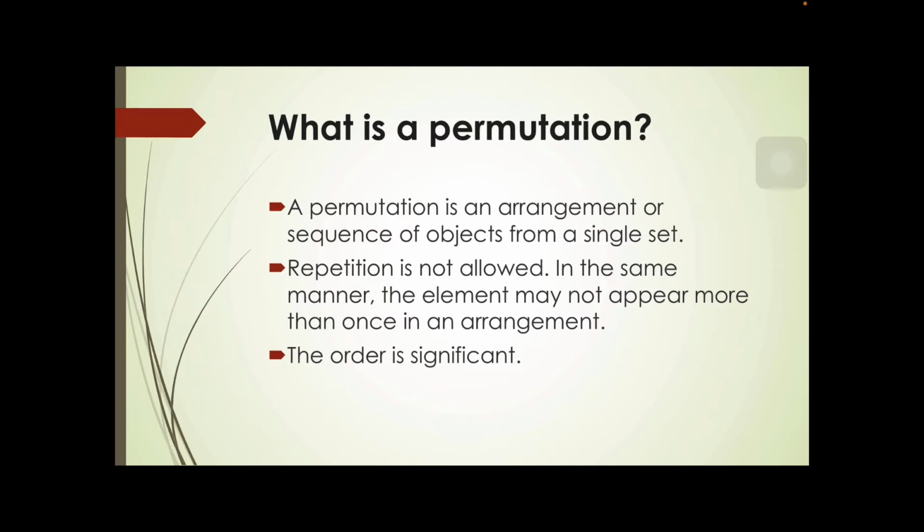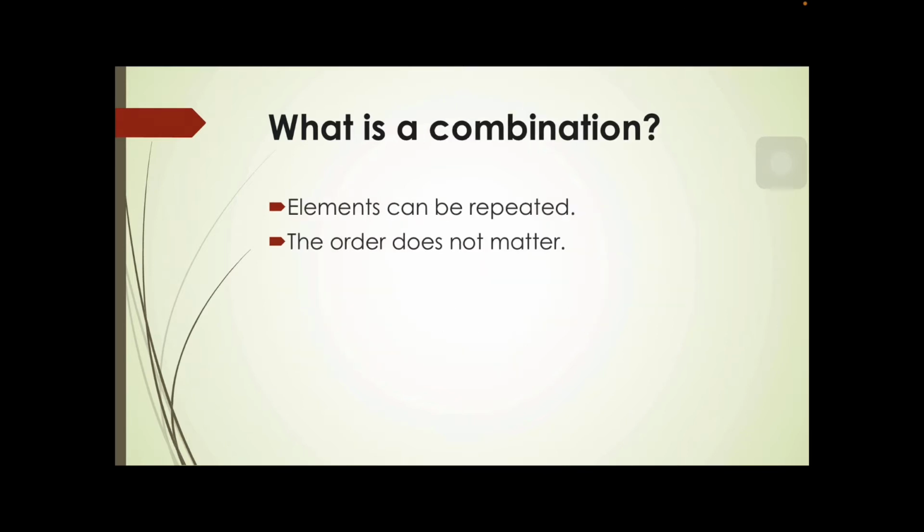And then, of course, ang pinaka-importanting factor natin, the order is significant. Now, ang combination naman po, hindi siya masyadong choosy. The elements can be repeated and the order doesn't really matter. So, kung naaalala niyo po yung example natin before, if we have LM and ML for combination, it's just one and the same. But for permutation, they are two different things.